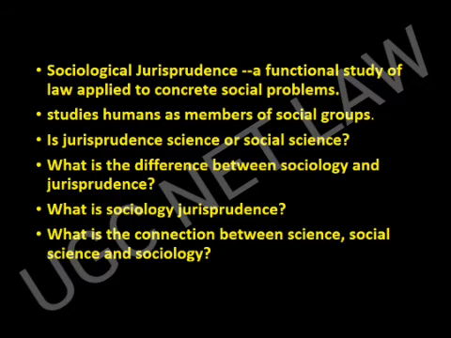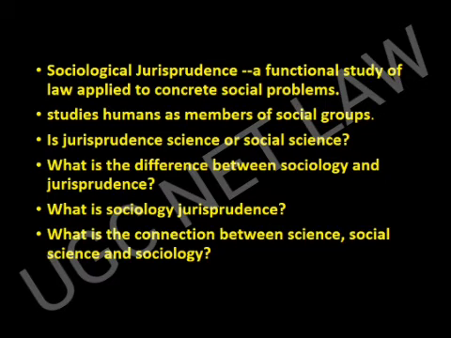We go on to the next, that is, in short, what is sociological jurisprudence? Sociological jurisprudence is a functional study of law applied to concrete social problems. It studies humans as members of a social group. So is jurisprudence a science or a social science? If this is the question, the answer is that jurisprudence is a social science, because social science is the study of society or knowledge of the conduct and behavior of human beings in society. Ethical social sciences are ethics, sociology, psychology, economics and politics.